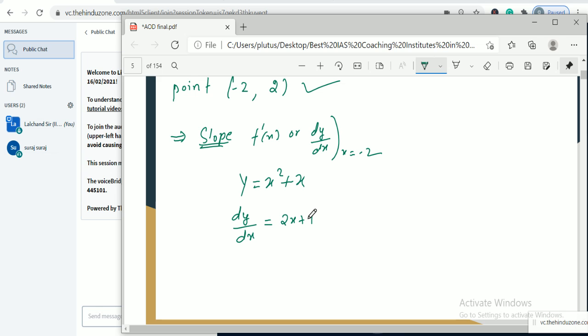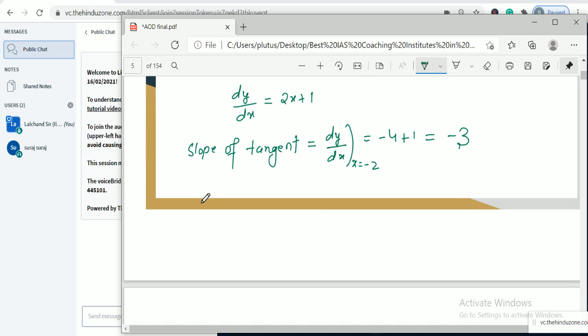If we substitute the value x equal to minus 2, then the slope value will be, basically this is the slope of tangent because dy by dx is the slope of tangent. So slope, that means dy by dx at x equal to minus 2. We put x equal to minus 2, that is minus 4 plus 1, that is equal to minus 3. Isn't it? Are you getting up to this? How to find out slope?